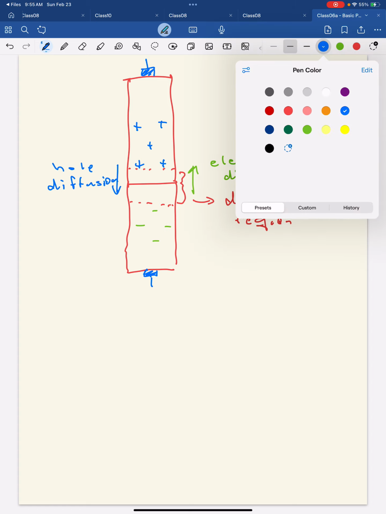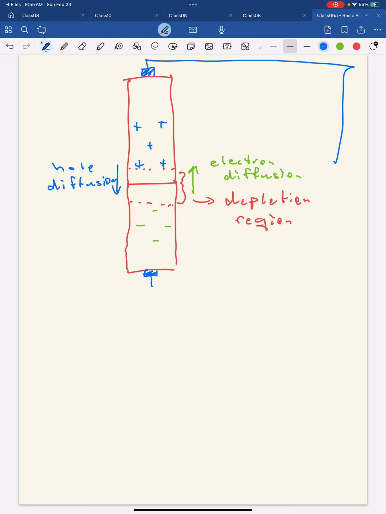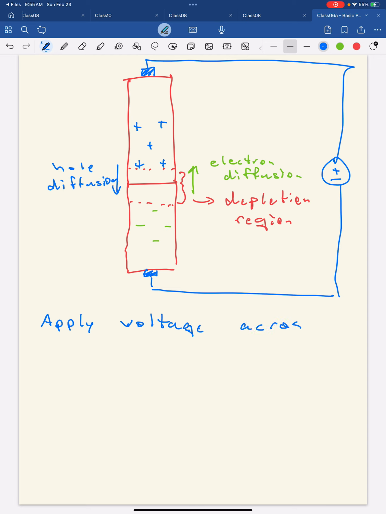If we apply a voltage, plus minus, across our diode from the anode to the cathode, then we can force those charge carriers back into the depletion region. Across the diode, positive voltage.